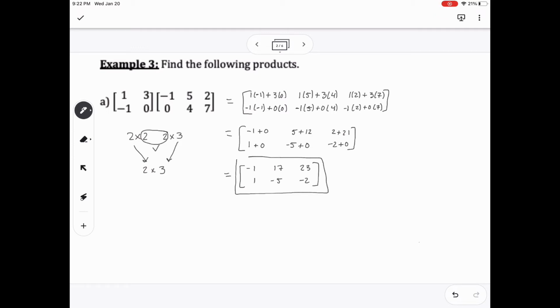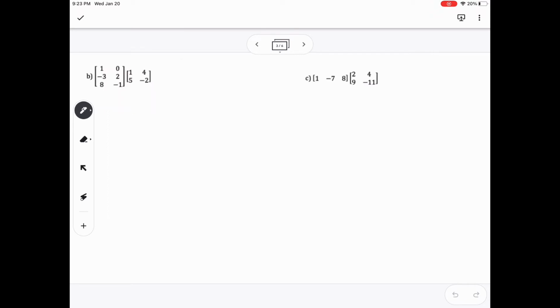Okay, let's try another one. So for letter B, we first need to check. So it looks like I have a 3 by 2 with a 2 by 2. They match there, so my answer is going to be a 3 by 2. And then I do the same thing. So first row and then first column get multiplied. And then first row times second column.